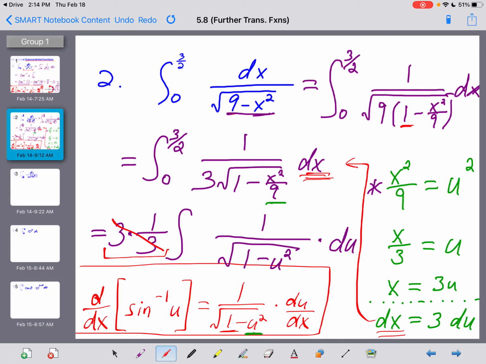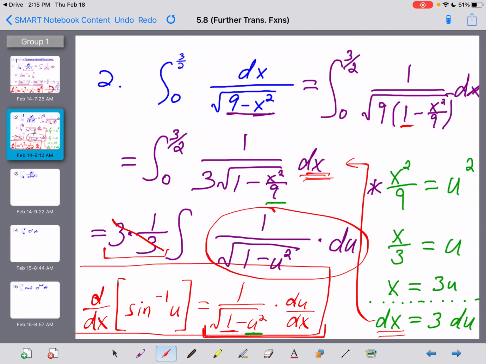But the most important thing here, everybody, look at your integrand. We are now trying to integrate 1 over the square root of 1 minus u squared du. And that is precisely, everybody, what this formula right here is. So the antiderivative of 1 over the square root of 1 minus u squared du is going to be inverse sine of u.